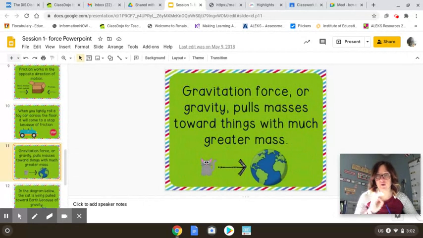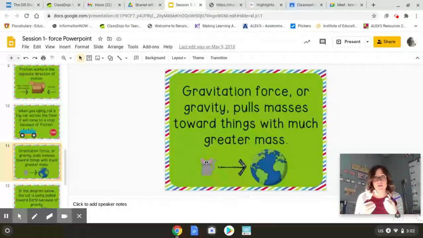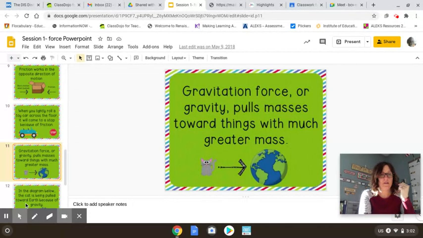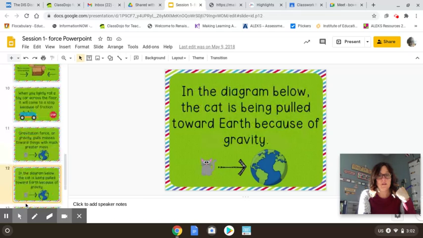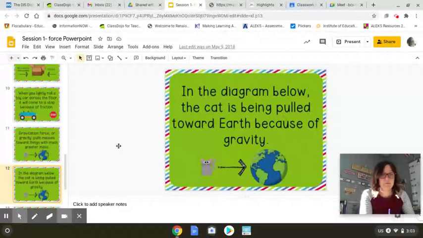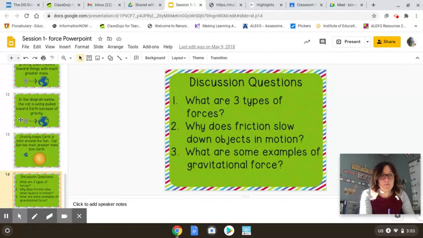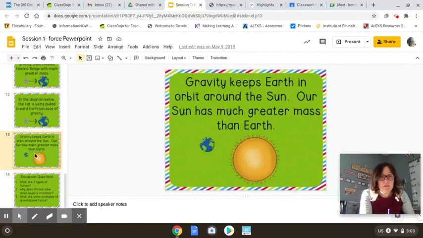The third force that we talked about was gravity, or gravitational force. And this is a pretty important one. It's the force that pulls us down towards Earth or pulls us towards something that has more mass. So if we look at this, the cat doesn't float up into space because of gravity. It keeps it down on Earth. Gravity keeps us in orbit around the sun as well because the sun has a bigger mass than the Earth.